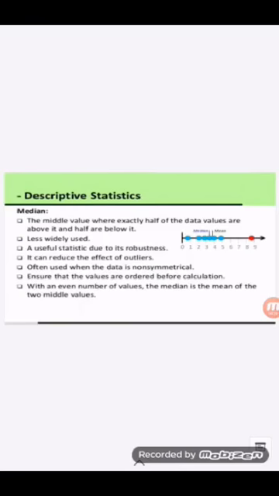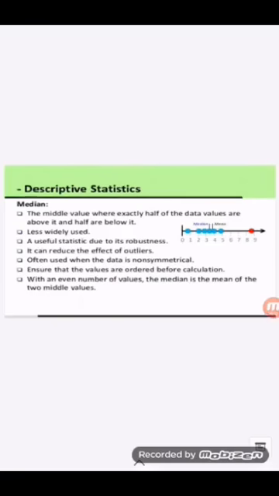Median: the middle value where exactly half of the data values are above it and half are below it. Less widely used, but a useful statistic because it can reduce the effect of outliers. Often used when the data is non-symmetrical. Ensure that the values are ordered before calculation. Median calculation.